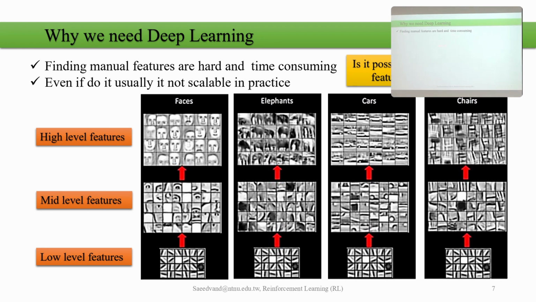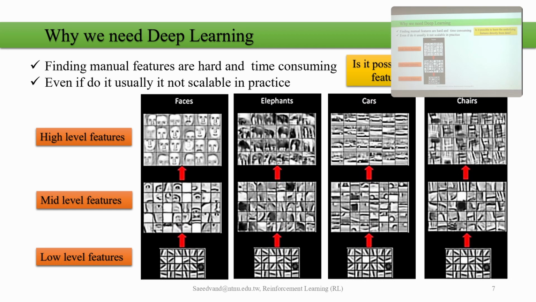We say finding manual features is hard and time-consuming. If you want to find these values manually, of course we can do it. But if you find it manually, or with some code that finds it, it's hard. That's one challenge. Even if we do, usually it's not scalable for all the other parameters and techniques that we have, and instead it's possible to learn the underlying features and parameters for our model.